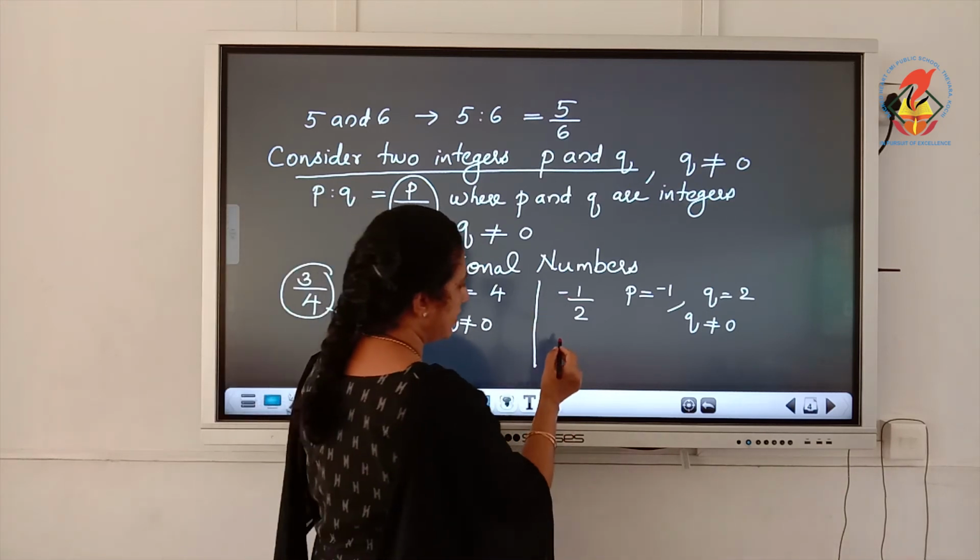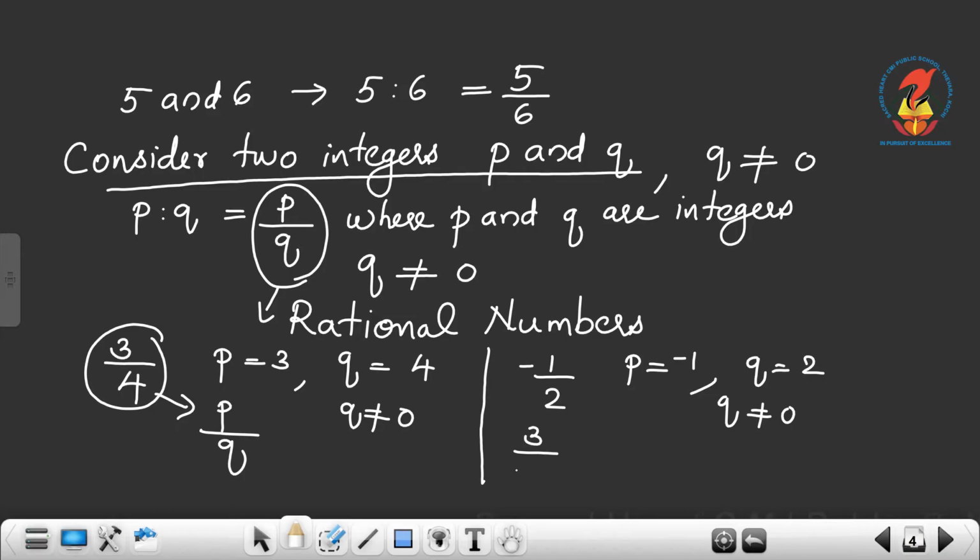Then we can consider another example, 3 by negative 4. This is also a rational number. We can see that p is equal to 3 and q is equal to negative 4, and q is not equal to 0. So 3 by negative 4 is also a rational number.